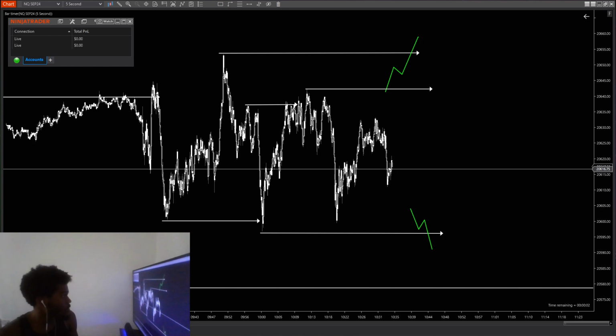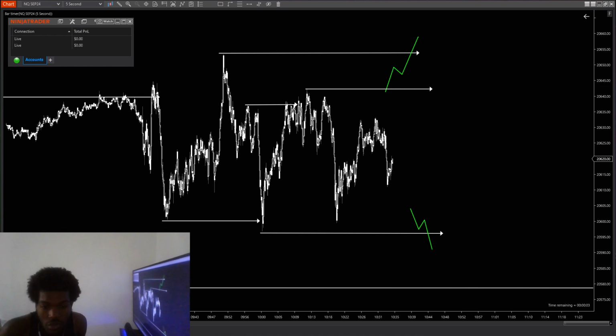I'm looking at higher time frame structure right now. You know what? I should just share my screen on Discord, if my laptop can handle it. Change screens, go live. Alright, yeah, I can see.